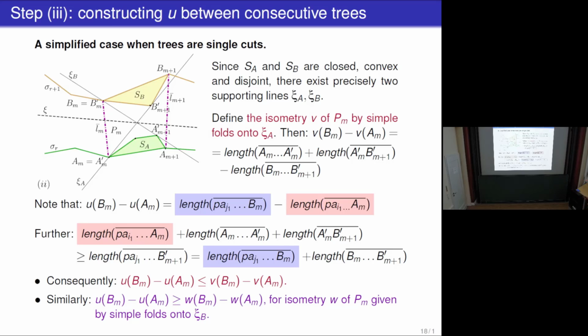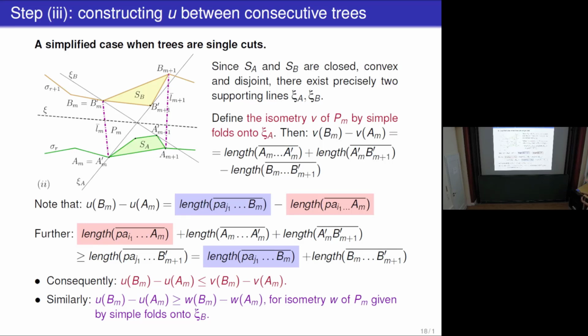So let me explain to you how to construct U between consecutive trees in a simplified case when all the trees are single cuts. Okay, I told you that in general the pattern of cuts is arbitrary, but I can think of a simplified situation first when the cuts are non-intersecting. I have different lengths, but they have cuts like this, like this, like this. They are never touching each other, not at the vertices. So here, the tree, of course, is necessarily then just one cut. And then I have one cut. And I have a geodesic sigma r here. I have a geodesic sigma r plus 1 here.